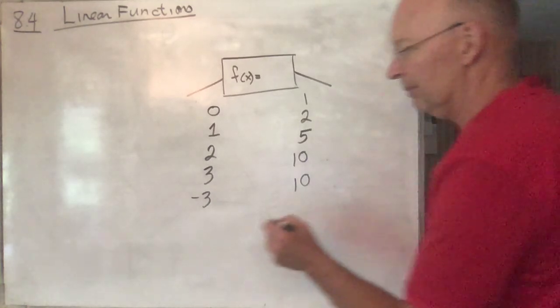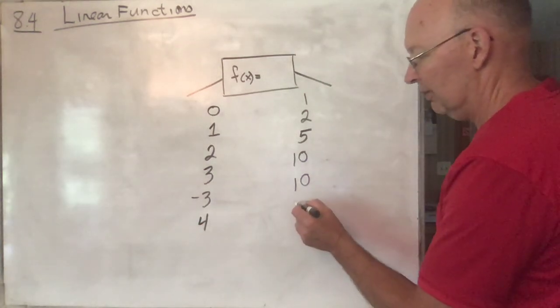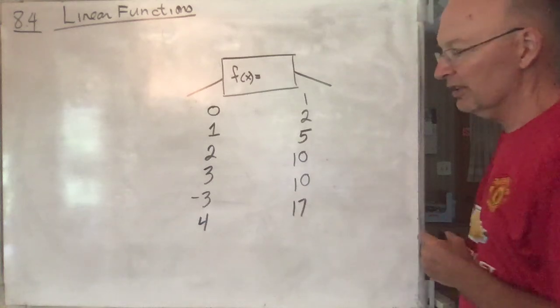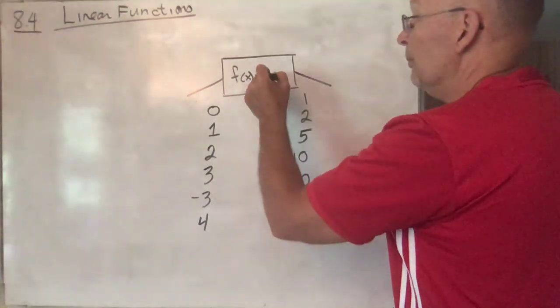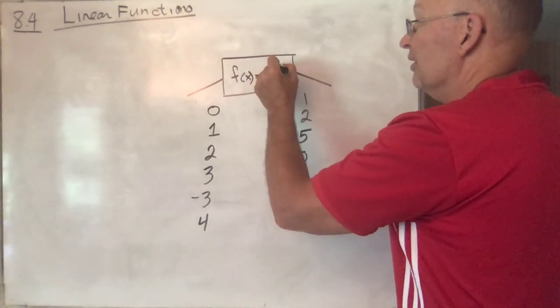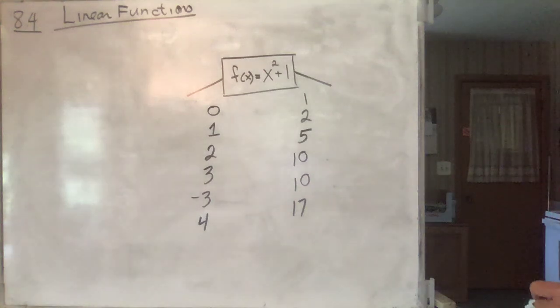Let me do one more. You put in a 4, what comes out? Did you guess 17? Here's the function I have in mind. Whatever number you put in, this function squares it and then adds 1 to it. Okay, that's what it does.